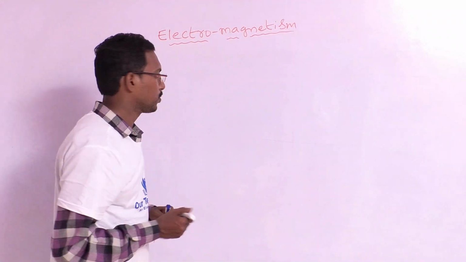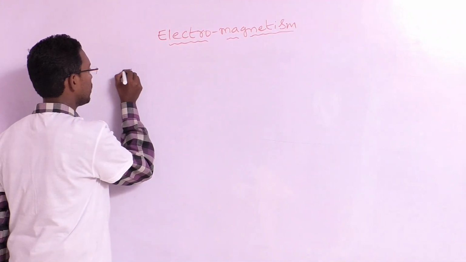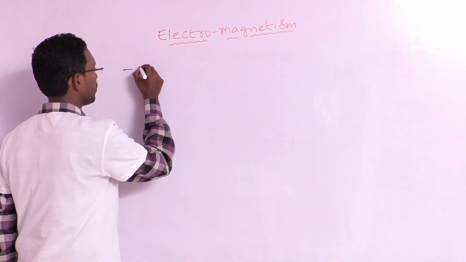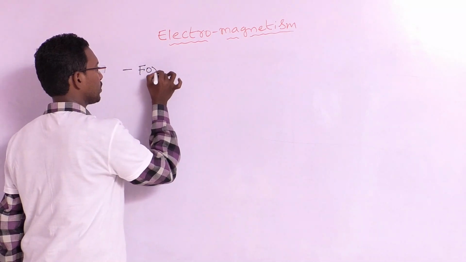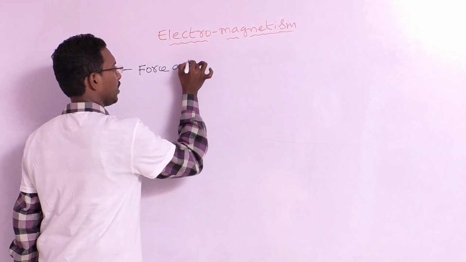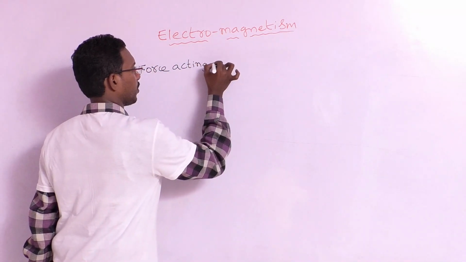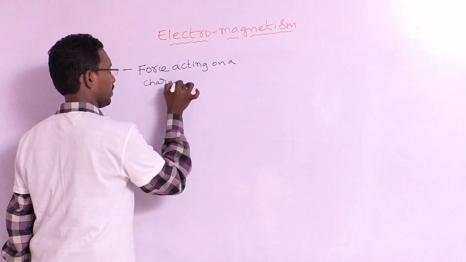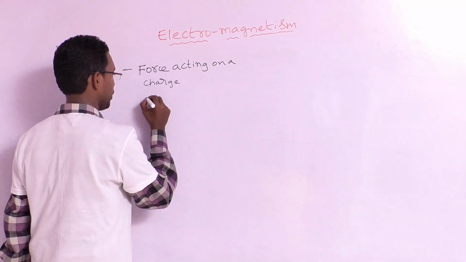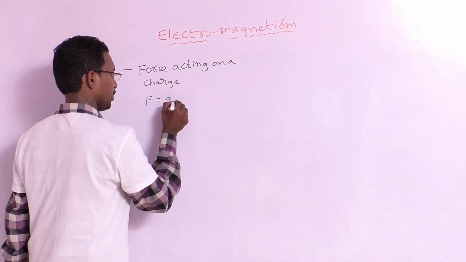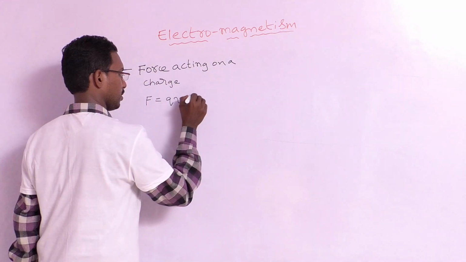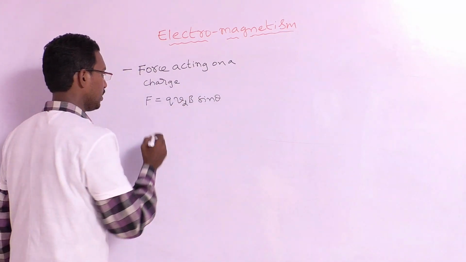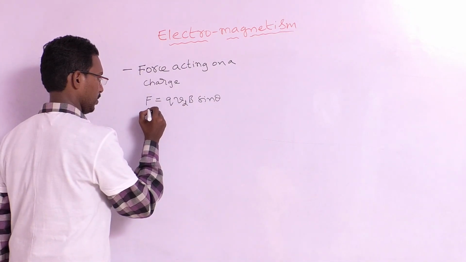Okay, students, later we will discuss two forces. First of all, we will discuss what is the force acting on a charge. The force acting on a charge is nothing but F is equal to QVB sin theta. And how did the formula come? We will deal with that. This is known as magnetic force actually.